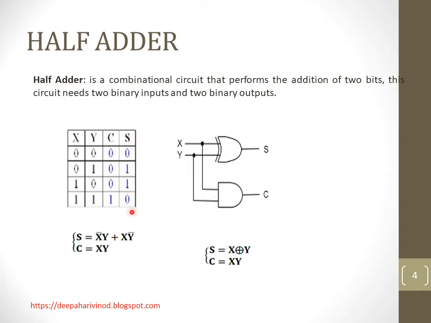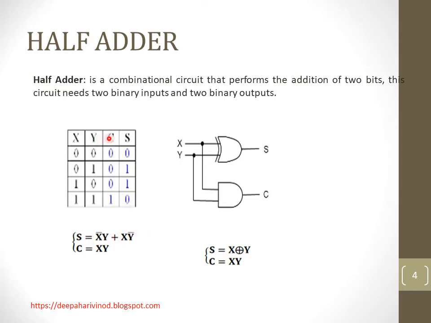we can write the equation directly since it is only 2 bits. That is S equals, when S is high at this particular point, what is the condition? X bar Y, plus next S is high at this condition. What are the corresponding literals there? That is X Y bar. So the equation for S is X bar Y plus X Y bar.